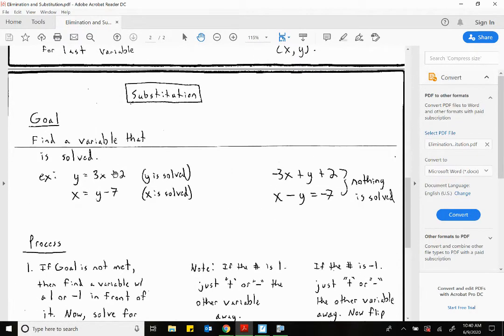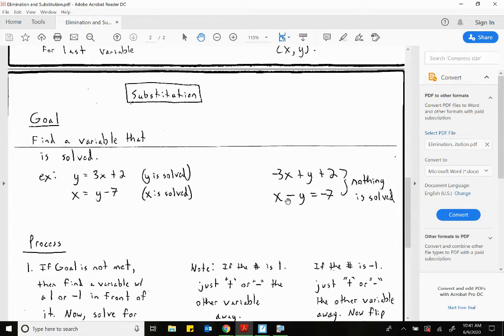Down here, what we want is a variable that's solved, where it says y equals such and such, or x equals such and such. This system right here is ready to go because I know what y equals. So here, y is solved. Down here, x is solved. I know what x equals. x is equal to y minus 7. Not the normal kind of equals that we like, but nonetheless, we know what x equals, and we can use that.